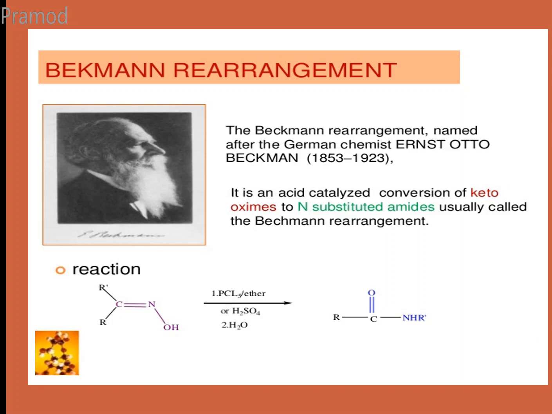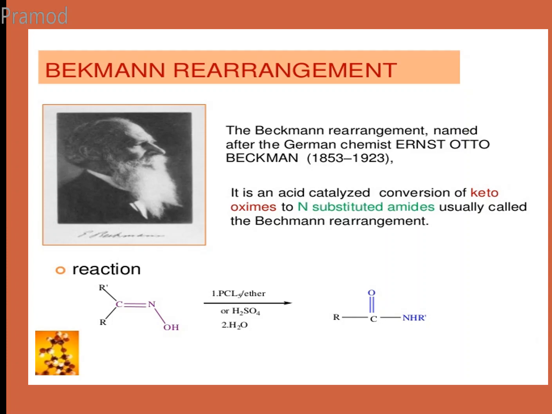So what is the Beckmann rearrangement? You take an oxime in an acid, PCl5 or similar, and it undergoes rearrangement to give you an N-substituted amide. It means one of the alkyl or aryl groups from your ketoxime gets migrated to your nitrogen. So that's the conversion of oxime into amide.